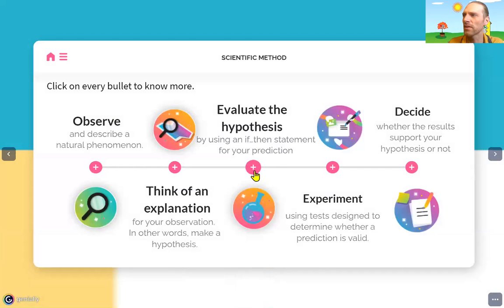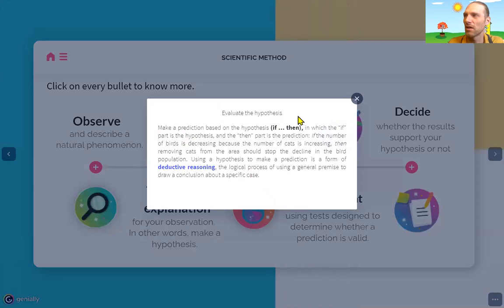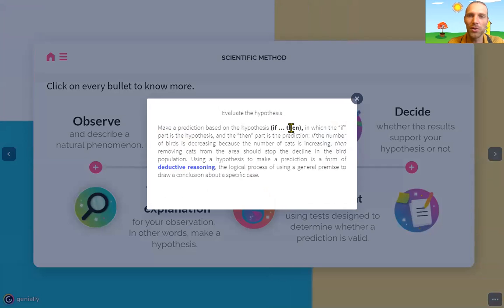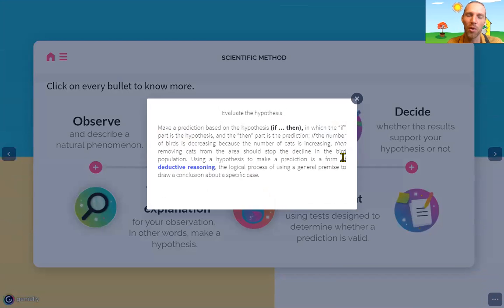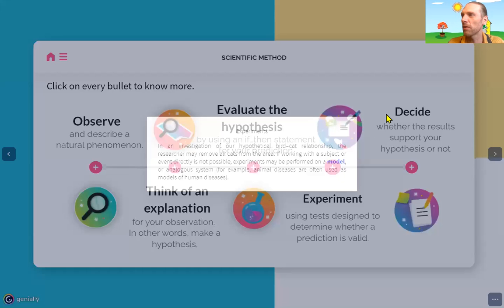Okay. Then the third step is evaluating the hypothesis. So to go to the example of cats and birds. So if there are more cats, then it's possible that there are less birds. Or if there are less cats, it's possible there are more birds. Okay, that's evaluating. Then you do the experiment.